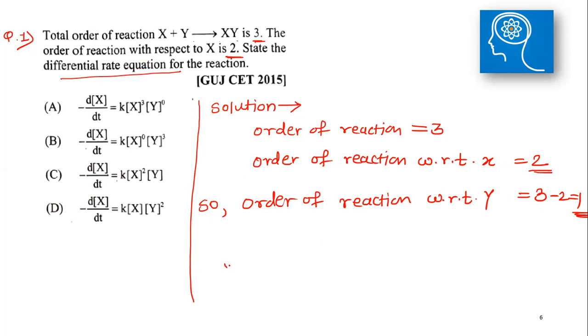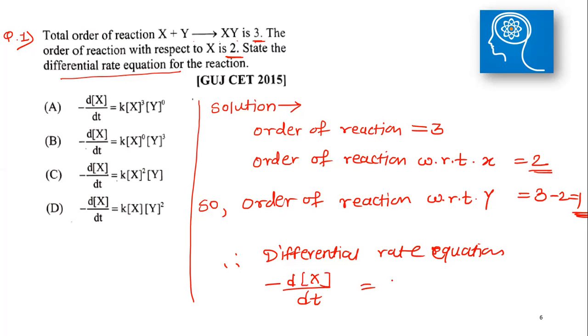So we got the values for X and Y. So how will we write it? Therefore, the differential rate equation is minus d by dt of concentration of X equal to k, concentration of X to the power 2, since the order with respect to X is 2, and concentration of Y, order with respect to Y is what? 1, so here is 1. Now it's fine even if you don't write the 1, you can write it or not. So which option is correct here? Option C is correct. Okay. Did everyone understand this? Now next, let's move to the second question.